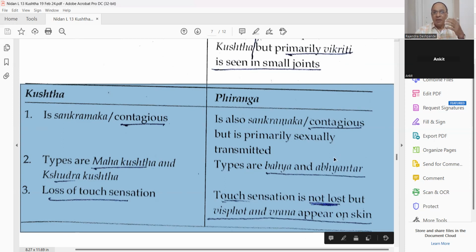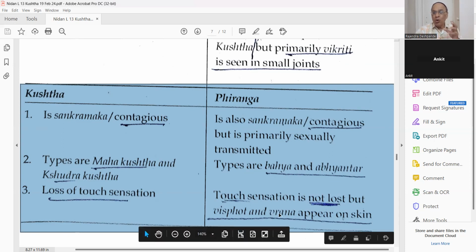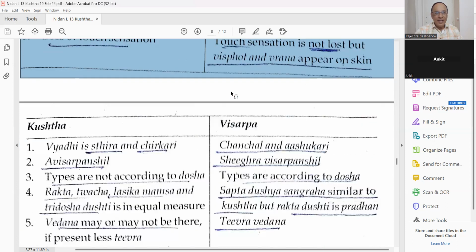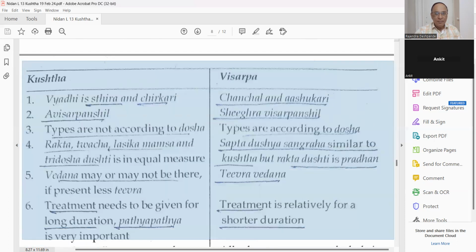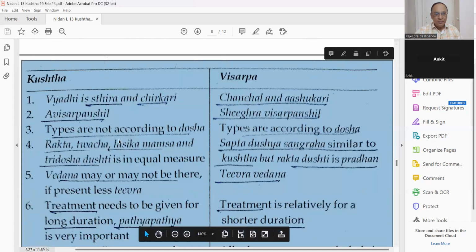In modern science, there is primary syphilis, secondary syphilis, and tertiary syphilis. Loss of touch sensation: here, touch sensation is not lost, but Vispota and Vrana appear not on the skin, but on the penis, on the genitalia. Firanga Vyadi. Next, a very important comparison. This is asked for the SAQ. Please remember my words. It will be asked for SAQ.